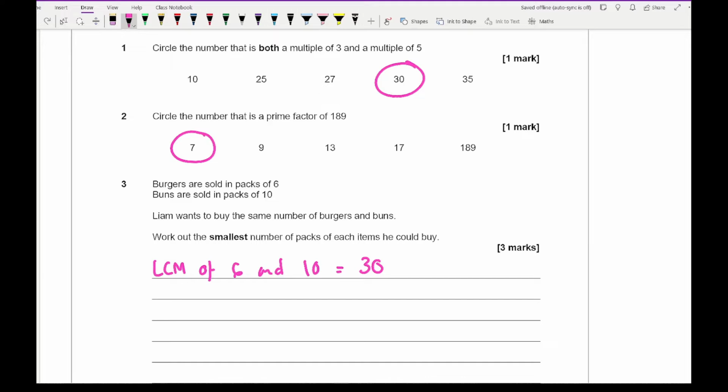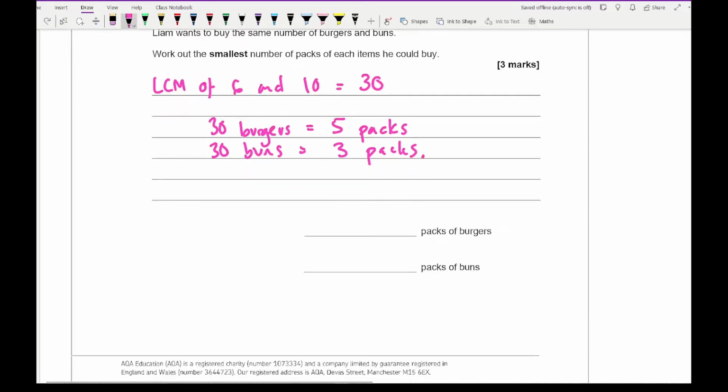So if I want 30 burgers and they come in packs of 6, then I'm going to need 5 packs. And to get 30 buns and they come in packs of 10, I'm going to need 3 packs. So in the answer box, all I need to do is just write 5 and 3.